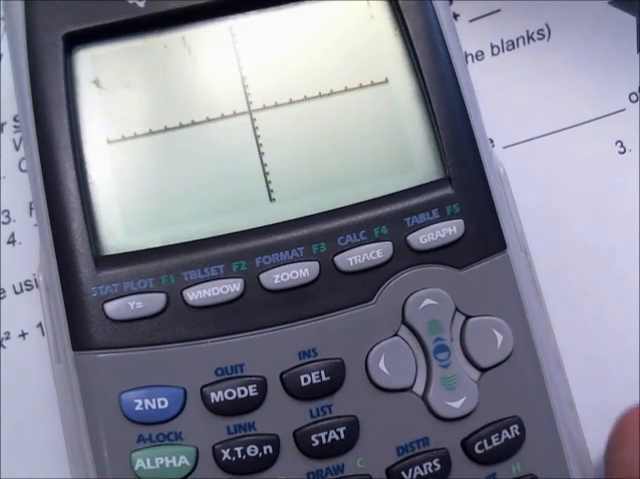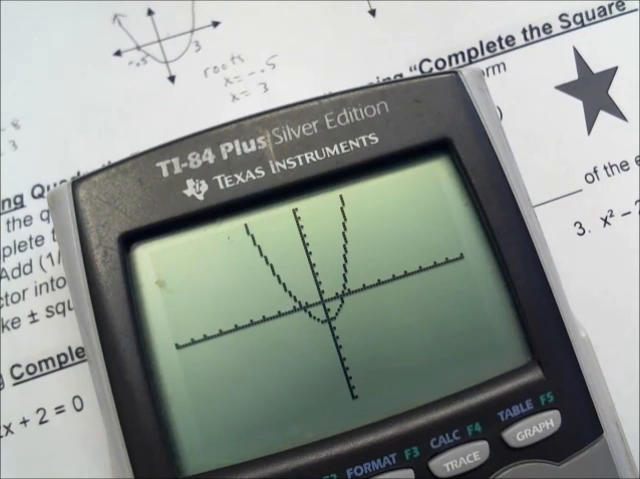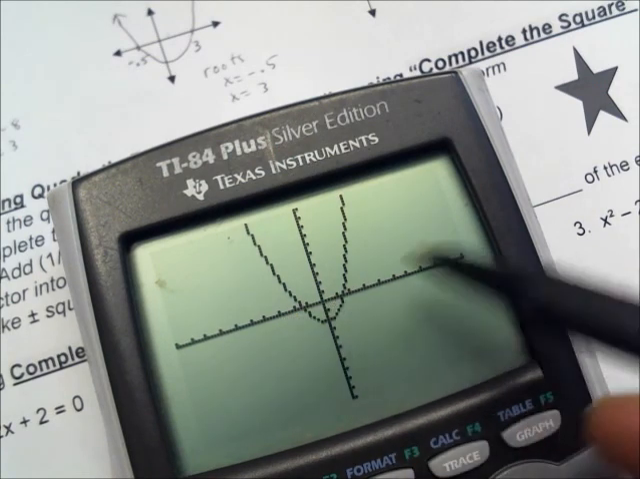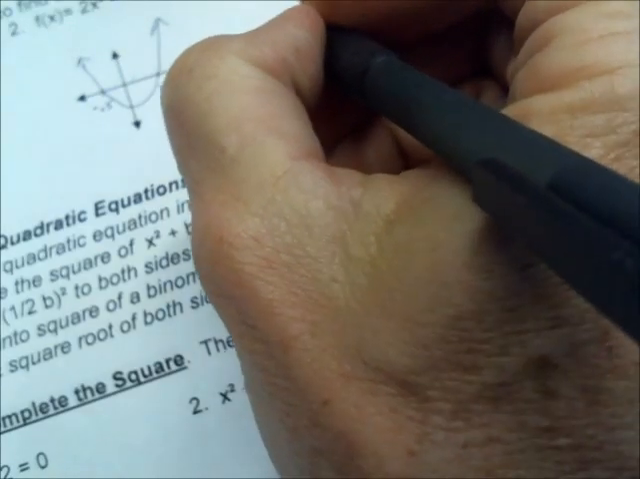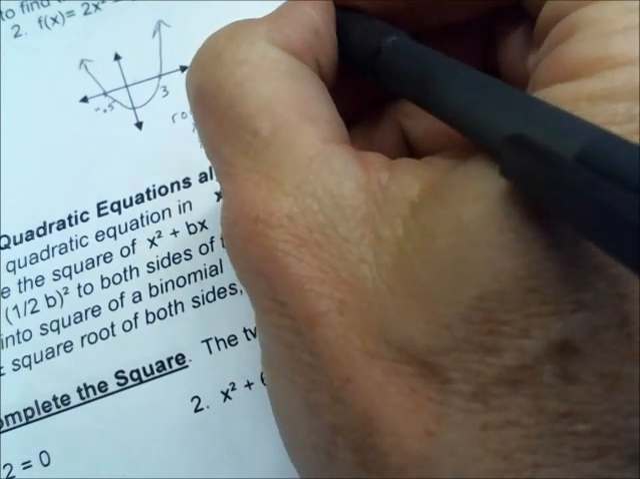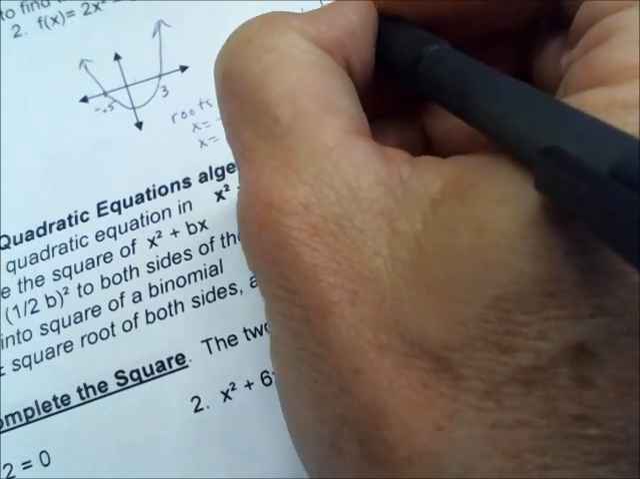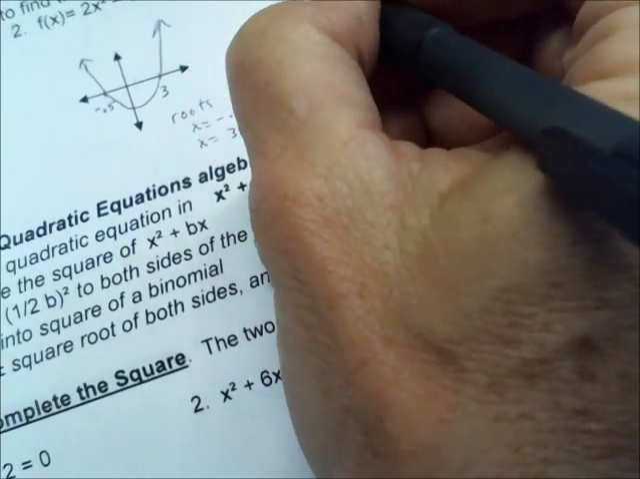I'm going to get a standard window here. Now this parabola goes through the x-axis somewhere between negative 1 and negative 2 and between positive 1 and positive 2. I'm going to just put two tick marks there, and this is going through the y-axis at y is equal to negative 2. It comes up like this.